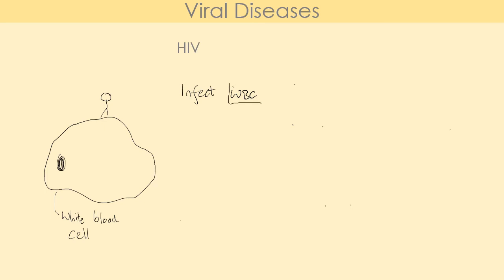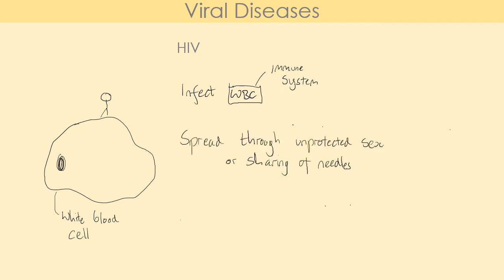Now, our white blood cells are part of our immune system, and they help us to fight off any diseases that we do get. If they no longer work, we cannot fight off those diseases. HIV is spread through unprotected sex or through sharing of needles. And we can prevent HIV through the use of condoms or through making sure that drug users use new and clean needles. So we prevent it by using condoms and clean needles.